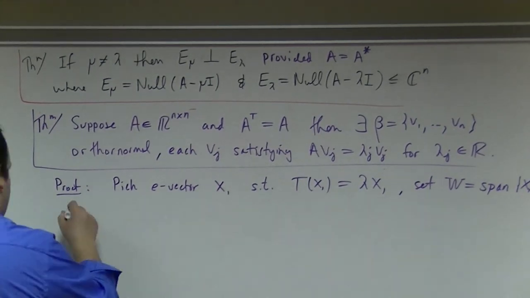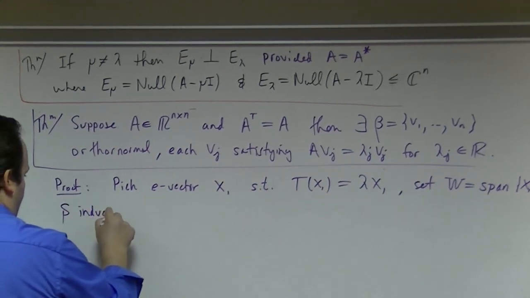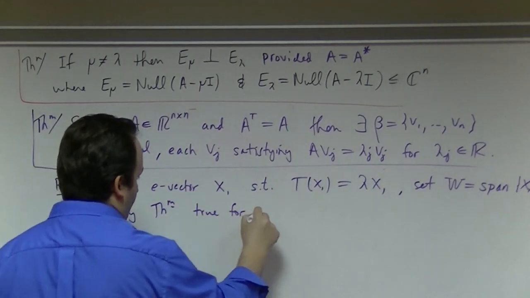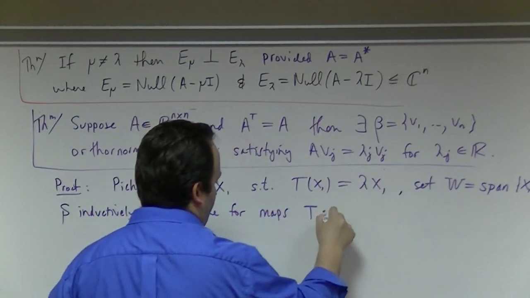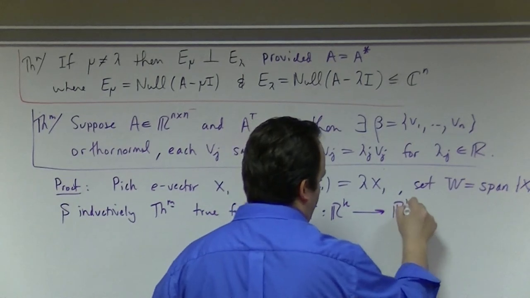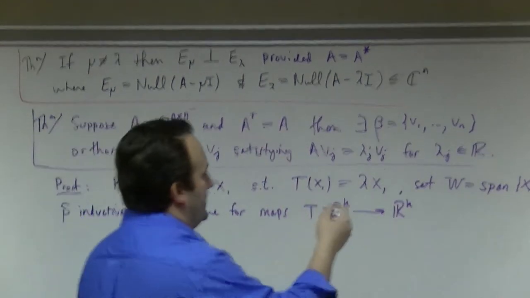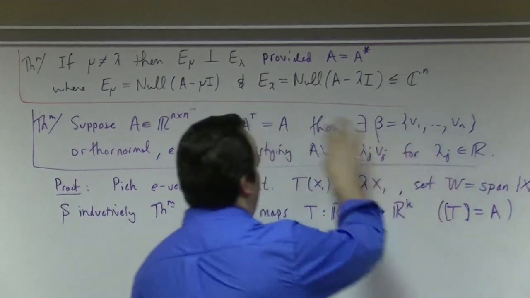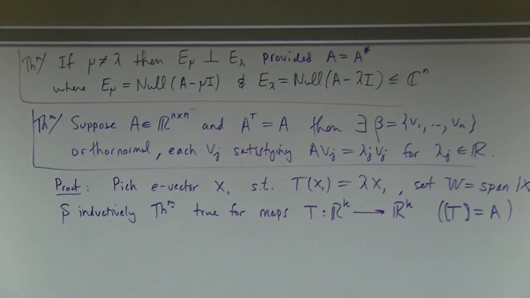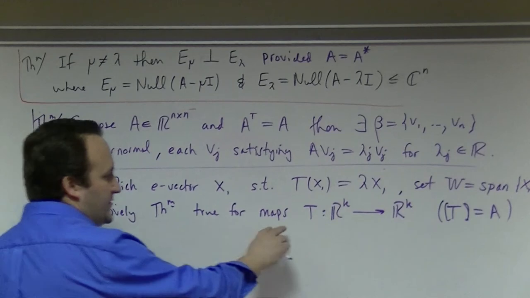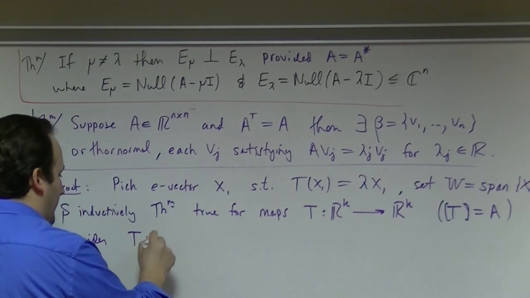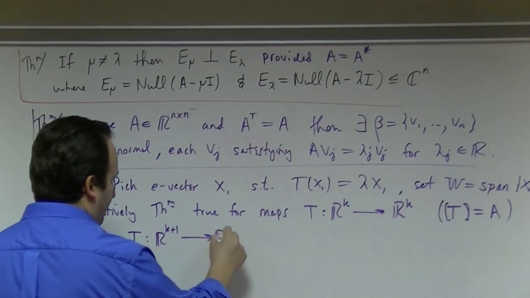However, suppose inductively the theorem is true for maps T from, say, Rk to Rk. And of course, the matrix of T is playing the role of A in the theorem, so I can state this theorem for a linear transformation. If the theorem is true for maps from Rk to Rk, you can consider a map from Rk plus 1 to Rk plus 1.